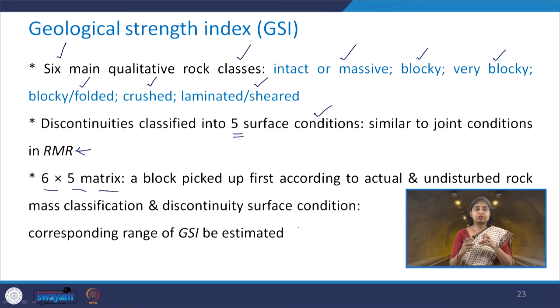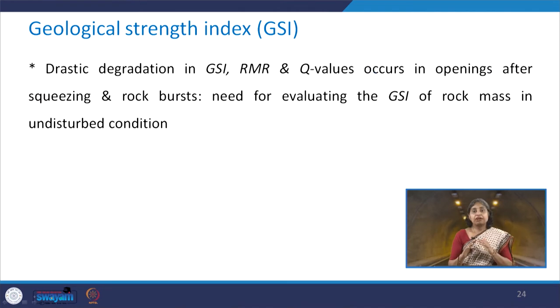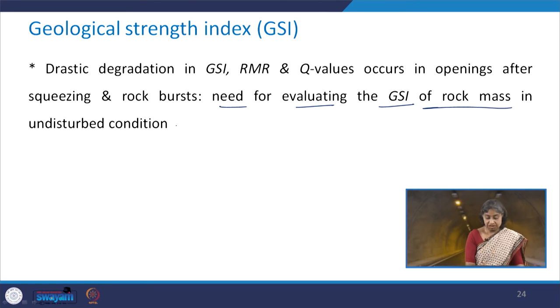Based upon the two parameters in this 6x5 matrix, you first pick a block according to the actual undisturbed rock mass classification and discontinuity surface condition, and based upon this you can get the corresponding range of GSI. When you have a squeezing ground condition or a condition of rock burst, there is a drastic degradation in GSI or RMR or Q values when you go for the excavation. Therefore, there is a need for evaluation of GSI of the rock mass in undisturbed condition.